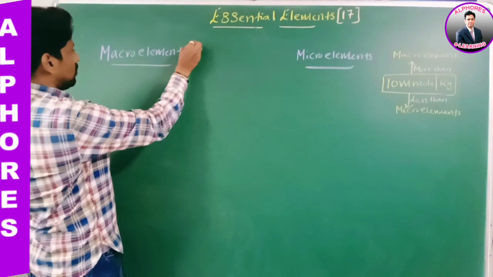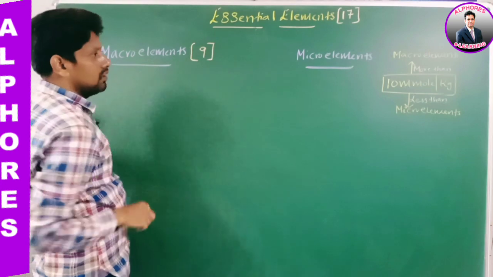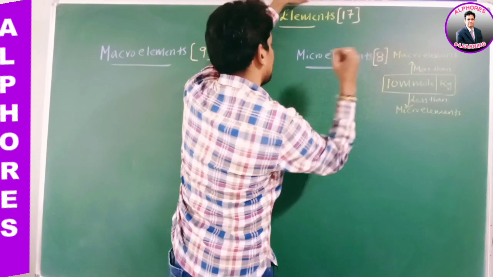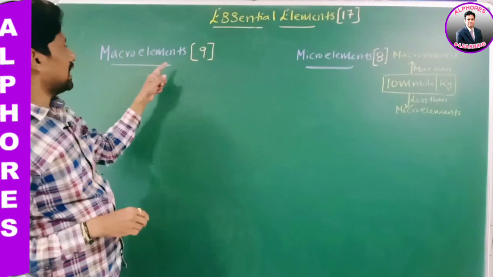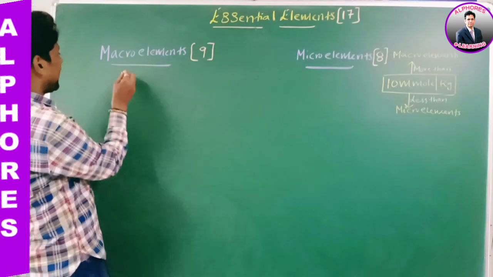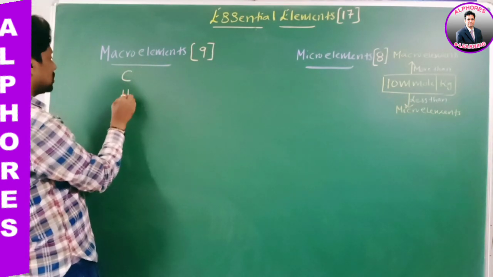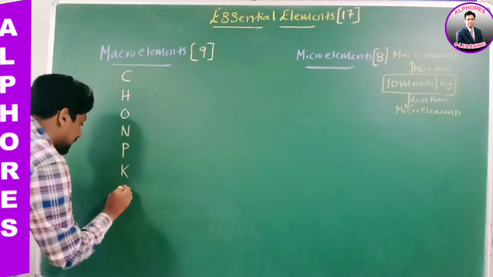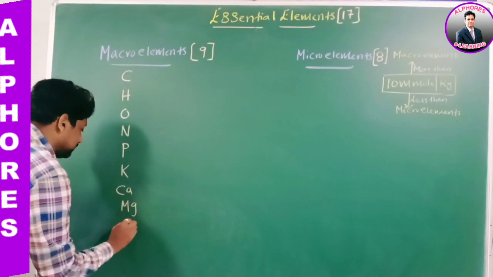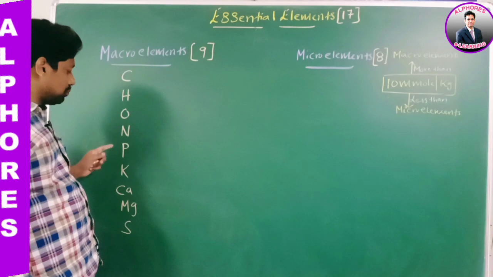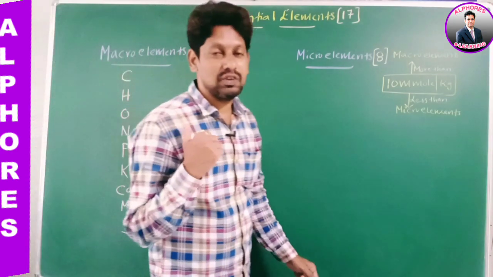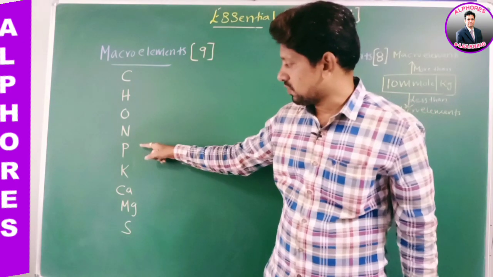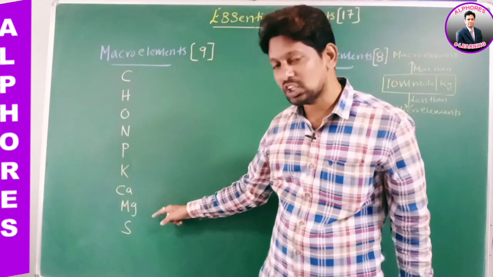Macro elements, how many in number? 9. Micro elements, how many? 8. Total 17 essential elements. Now, what are these 9 macro elements? CHO, NPK, CAMGS. These are which elements? Macro elements. Carbon, hydrogen, oxygen, nitrogen, phosphorus, potassium, calcium, magnesium, sulfur.